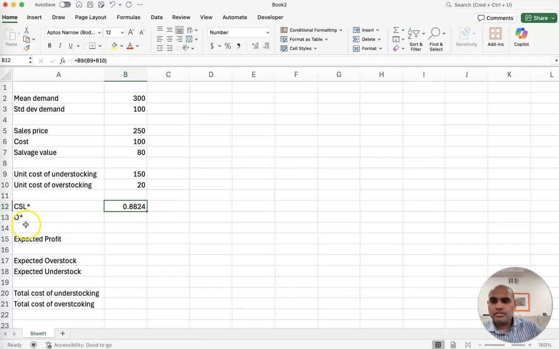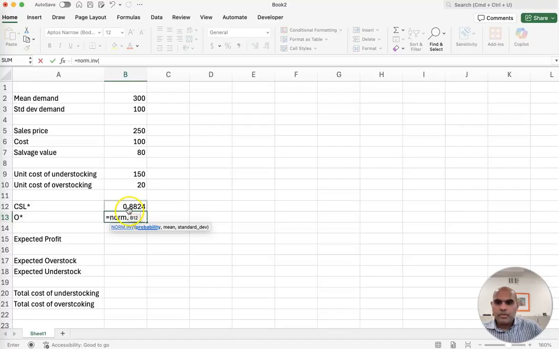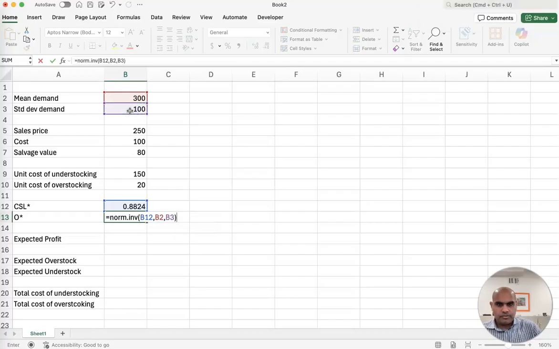Now, using this, we can calculate the optimal order quantity. We are assuming that the demand follows a normal distribution. We know the mean, we know the standard deviation, and we also know the cycle service level. So with that, we can calculate the optimal order quantity as NORM.INV, the inverse of the normal distribution, using the cycle service level as the probability value. The mean is the mean, and the standard deviation is the standard deviation, as you can see.